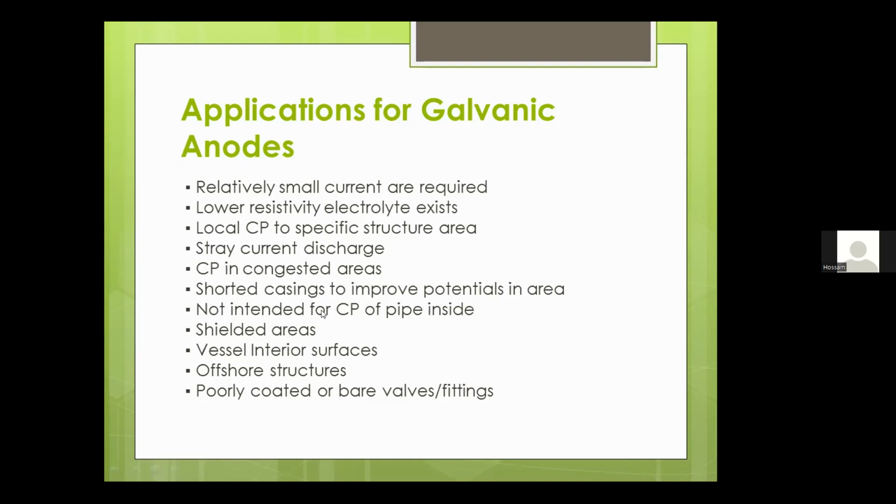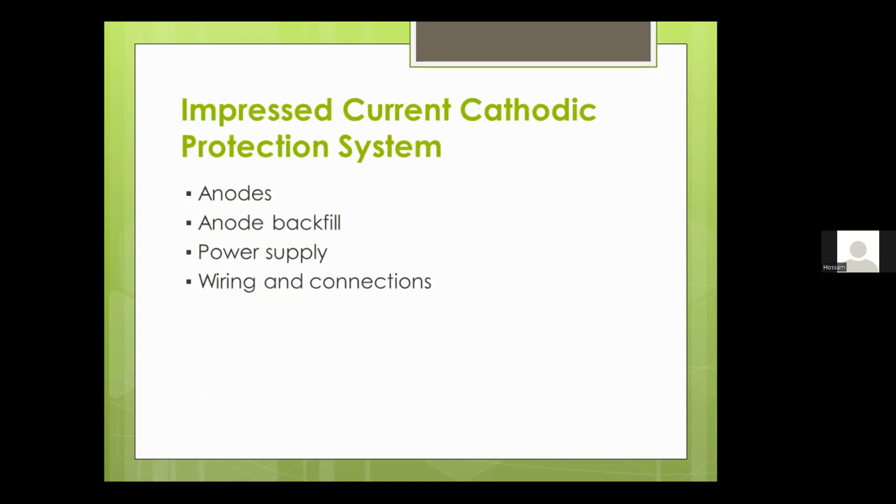If cathodic protection is not intended for pipe inside shielded areas or for vessels' interior surfaces, we use galvanic anodes. In offshore structures, we use galvanic anodes. In poorly coated or bare valves and fittings, we can use galvanic anodes.